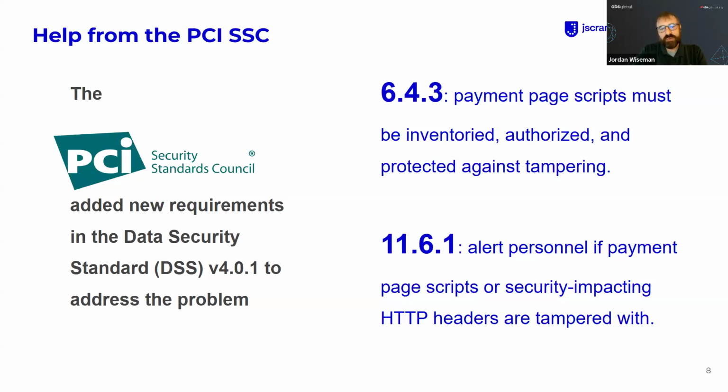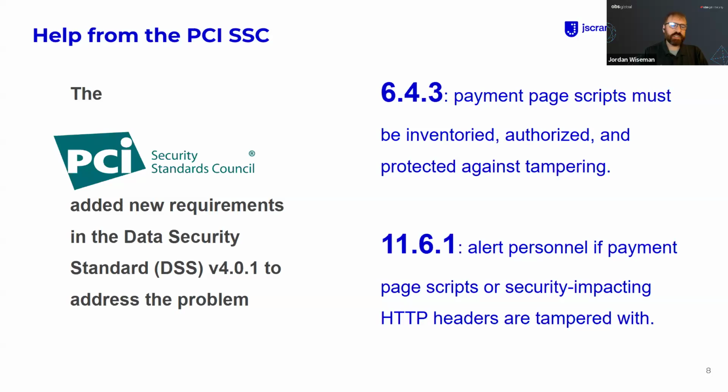So the first one is 6.4.3, and this is a requirement. Requirement 6 itself is about vulnerability management and secure code development and so on. This requirement is really about designing, implementing, and deploying secure web applications. So specifically here, you've got to know what scripts you're including in your payment pages and the pages that contain those payment pages. And I'll talk a little about that in a second. You have to know what they are. You have to make sure that they're the ones that you expect them to be and that they haven't been tampered with or compromised or infected as they're deployed to and as they're running on your web servers.